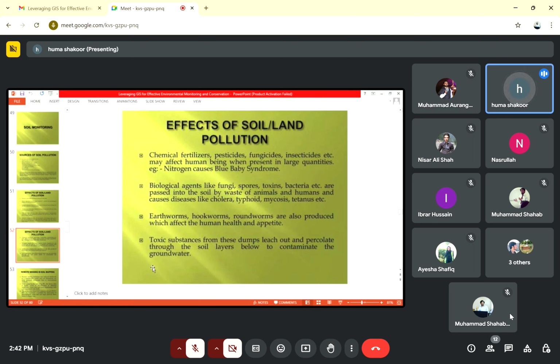Toxic substances from these dumps leach out and percolate through the soil layers below and contaminate the groundwater. If all of these toxins, all of these chemicals, all of these pollutants percolate to the soil layers below, they will contaminate your water table that is present in your ground.